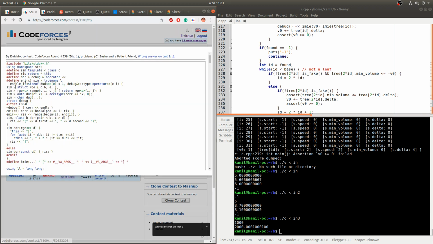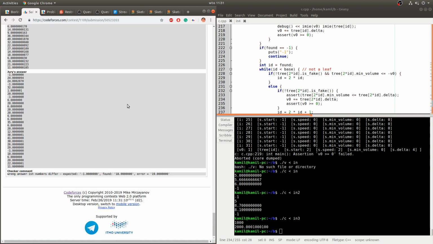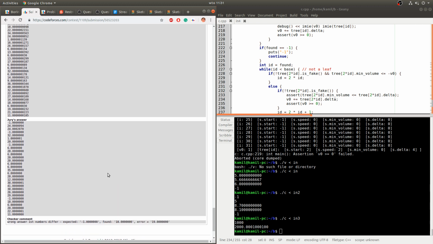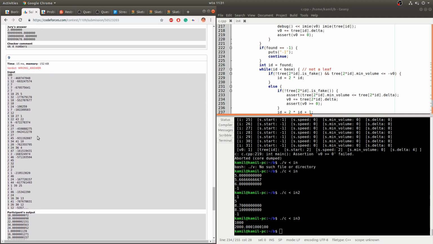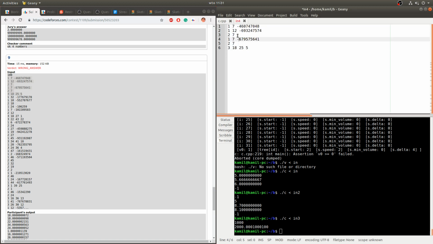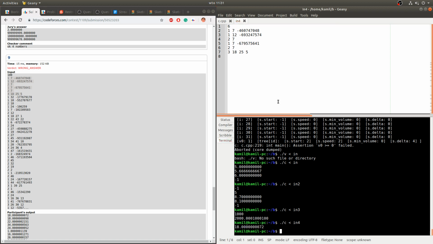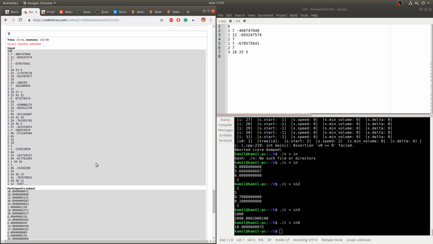Wrong answer on test 9. Hooray. Expected -1, found 18. First number differs. Okay, so what is the first? From 18 to 25, volume 5. That's strange. Let's copy this. Maybe I have some overflows. And here, 1, 2, 3, 4, 5, 6. I print 18 while the expected answer is -1.